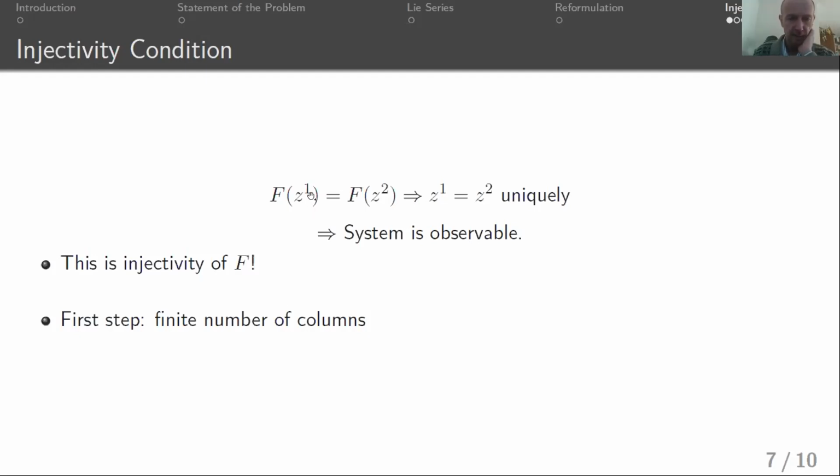And if we look at this condition a little bit more closely, then this is simply injectivity of F. So if we have the same image, then the origin has to be the same already. And first of all, it's also clear that if this holds when we only select a finite number of the components of F, then it already holds for the whole set of equations. So sometimes a finite number of components is enough to get this conclusion, and then we have observability. And therefore we go in the first step to a finite number of components.